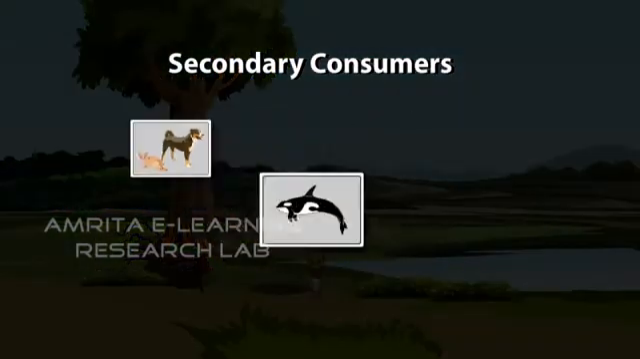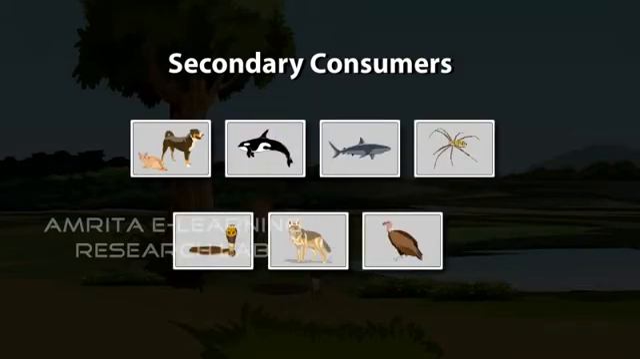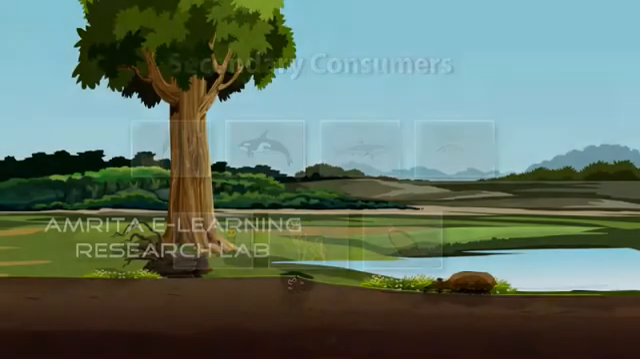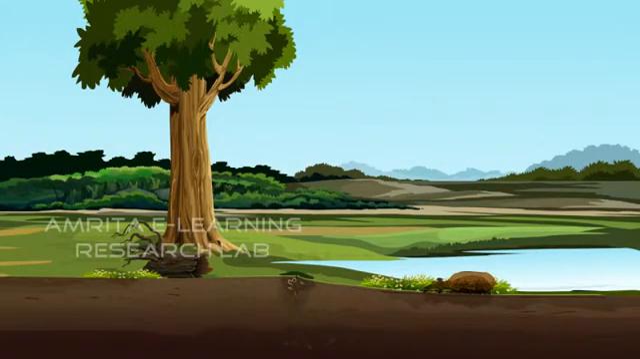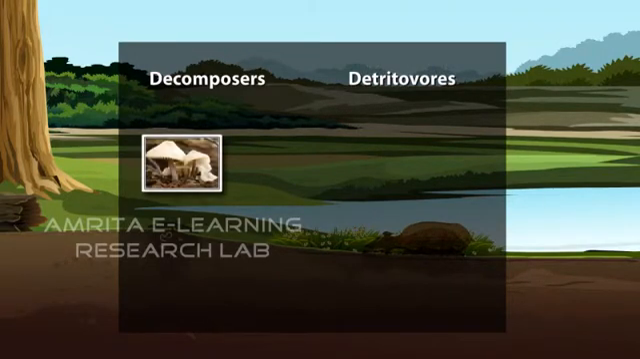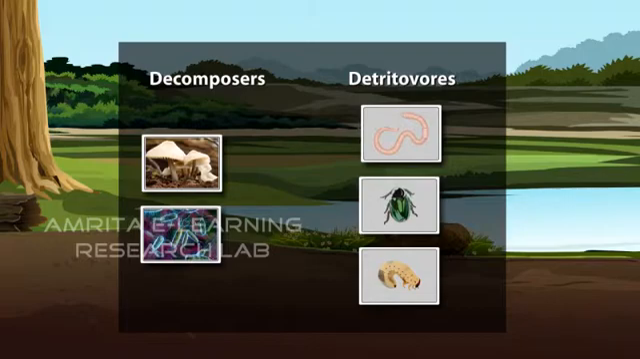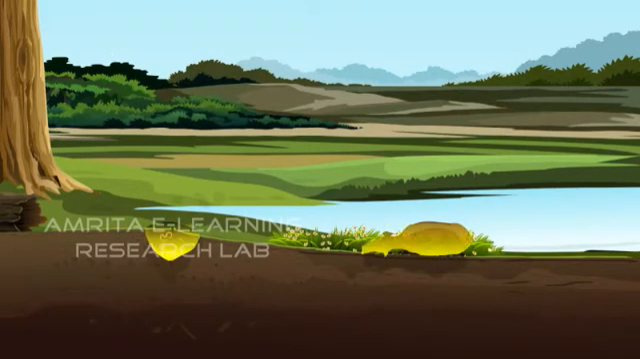The secondary consumers or carnivores include and prey upon the primary consumers. Saprotrophs can be divided into two groups, decomposers and detritivores. The decomposers comprise fungi and bacteria, and detritivores include earthworms, bugs, and maggots. Ultimately, these saprotrophs return the nutrients back to the soil by decomposing the dead remains of producers and consumers.